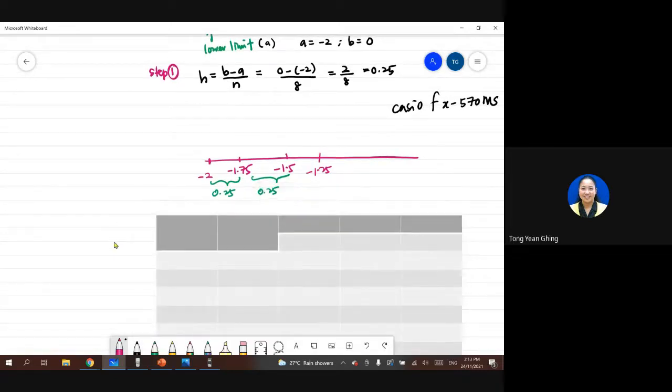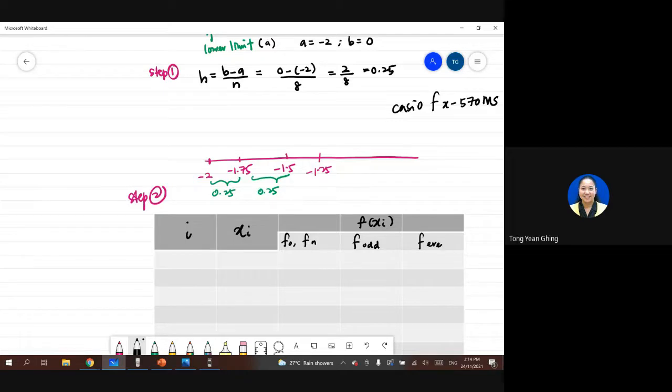This is step 2. What is inside this table: we need i, x_i, and f(x_i). Here I will put f0 and fn, the first value and the last value, because they only appear once. Here I will put f odd number, and here I will put f even number, because later on I want to sum all of these.